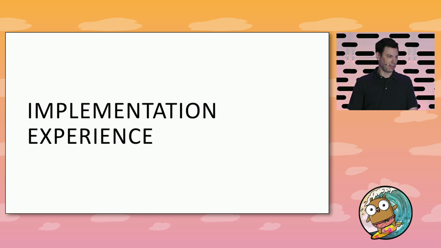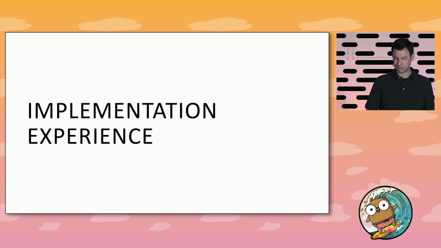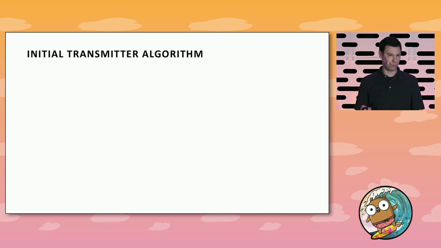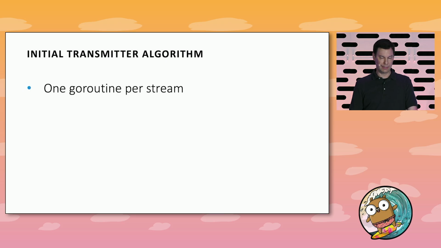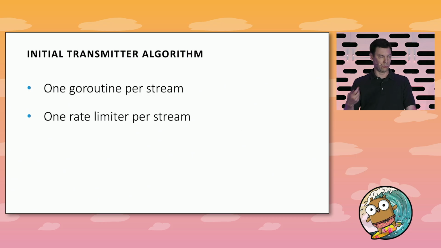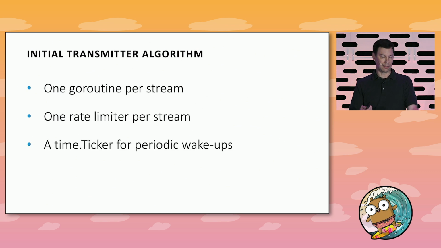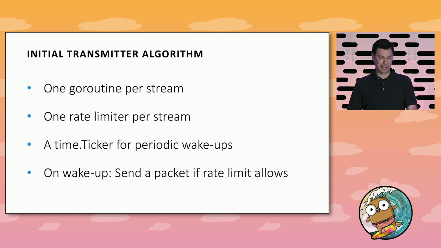So here's a little bit about our experience implementing this system. We started simple, as we all do, good engineers. What's the simplest thing that could possibly work, right? One goroutine per stream, one rate limiter per stream. Its job is to know how much time has passed since the last packet. Is it okay to send another packet? Because we don't want to go too fast. But also, maybe we're falling behind. Let us know if we need to send more quickly, right? Then we had a time.Ticker for each one of these that was waking up the goroutine every so often, asking the rate limiter, and if it's time, we send a packet. So that was the initial implementation.